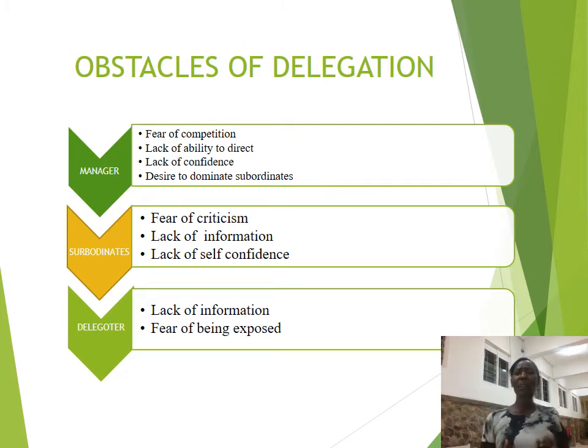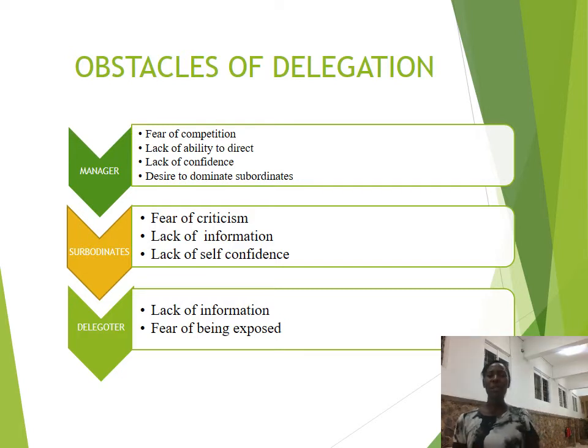Then when managers are delegating this kind of job to their juniors, we find that there are so many obstacles of delegation. One of them happens from the manager to the subordinates and from the subordinates to the manager. There are some managers who feel they should not delegate because they fear competition. They fear that once the juniors get to know some skills on how to perform some kind of task, these juniors will be able to do better than them. So they fear the competition.